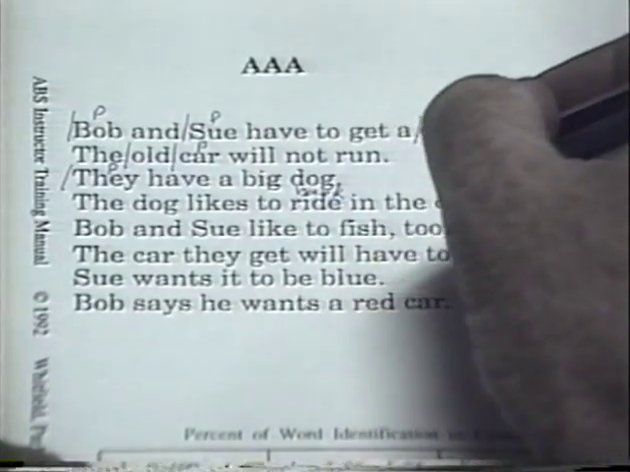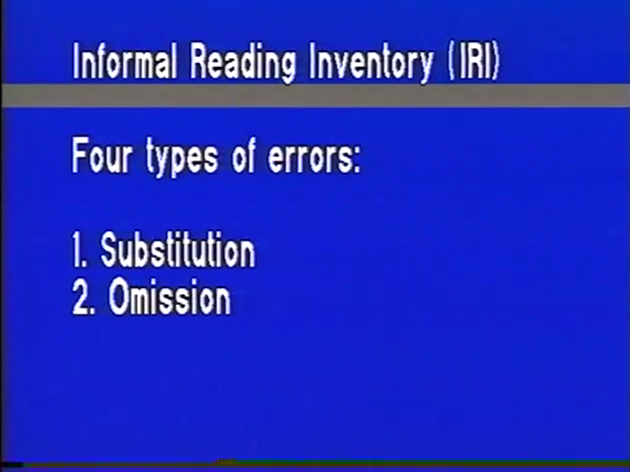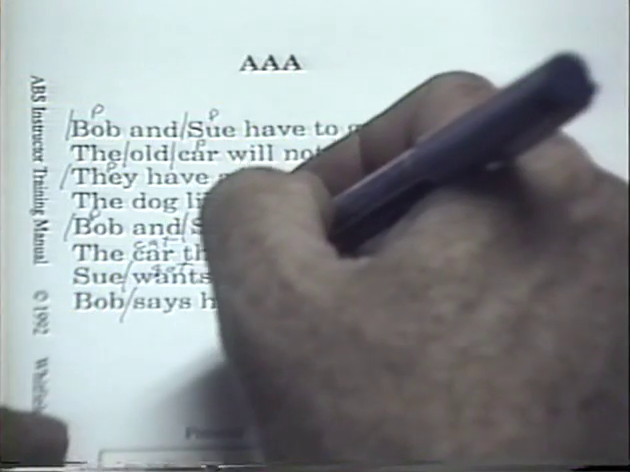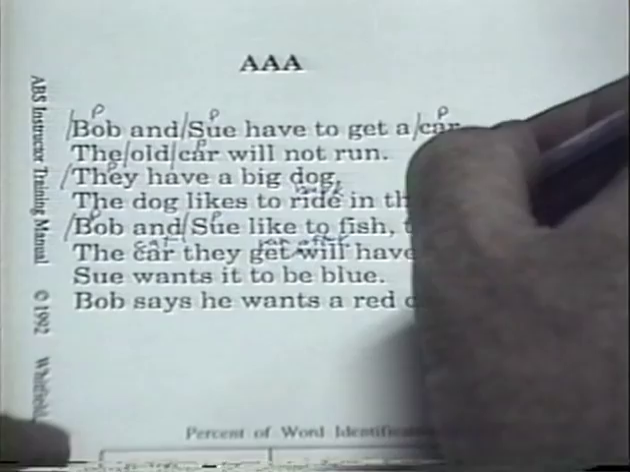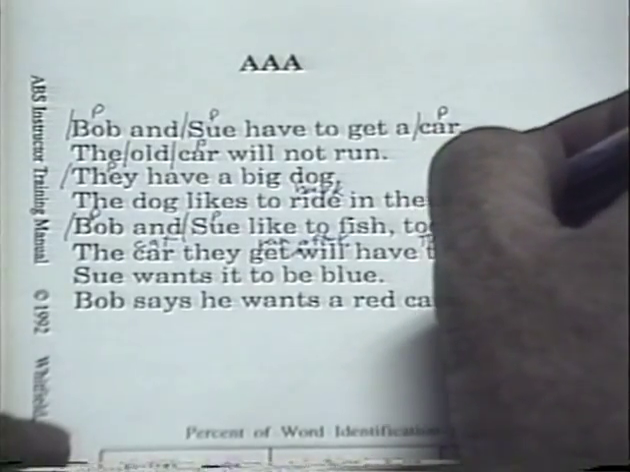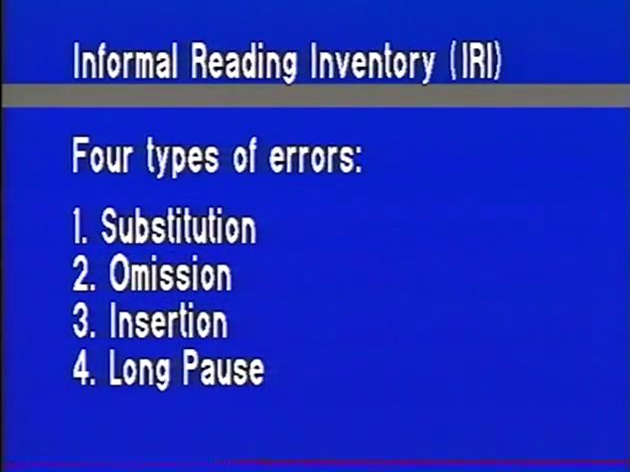The next mistake is an omission. When the learner omits a word or leaves off part of a word, circle the word or part that the student does not say. The third kind of mistake is an insertion. Many times the learner will insert a word or phrase into the sentence. When this happens, put a caret between the words where the insertion occurred and write the word or phrase above the line. The fourth mistake is a long pause with no attempt to attack the word.